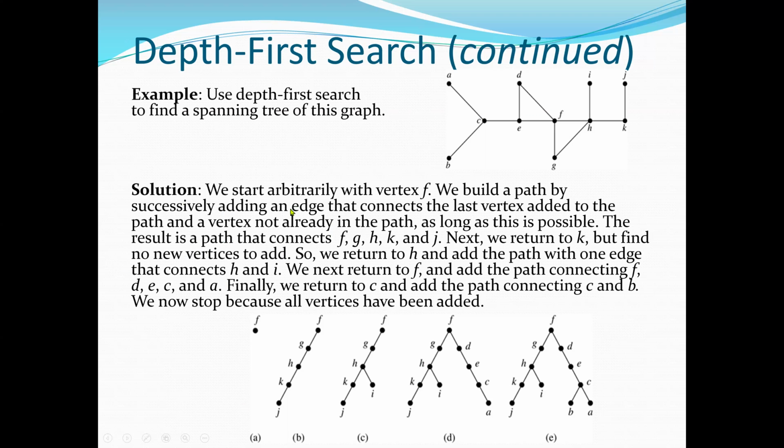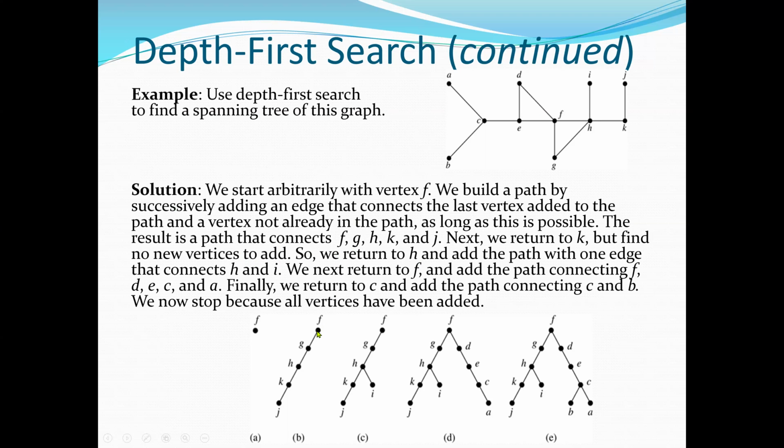So here we start first, arbitrarily, with vertex F. We are using vertex F as our root. So I have F here, so I put F. From F, I go to H, then K, then J. Here we decided to build a path by successively adding an edge that connects the last vertex added to the path and a vertex not already in the path, as long as this is possible. So the result is a path that connects.